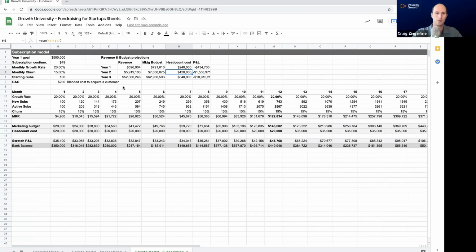There's a couple things. Year 3, do we really think we're going to get to 52 million in revenue? Okay, I don't think so. That is incredibly fast growth, and it's unlikely that we're going to get there.